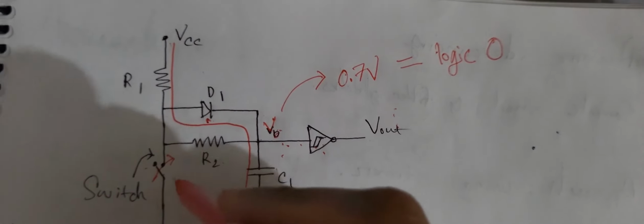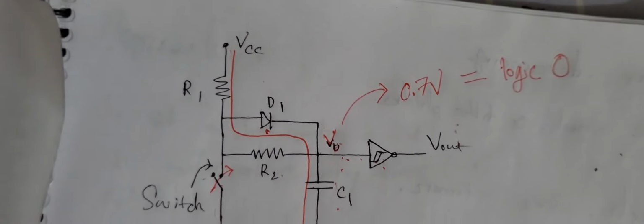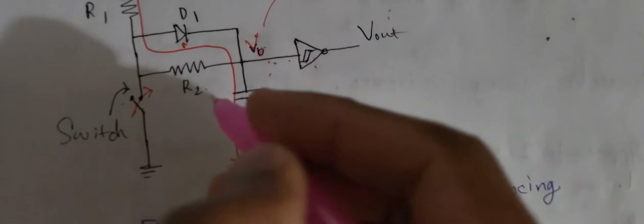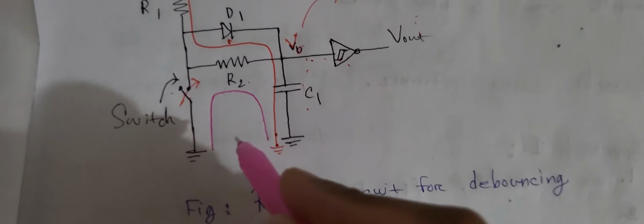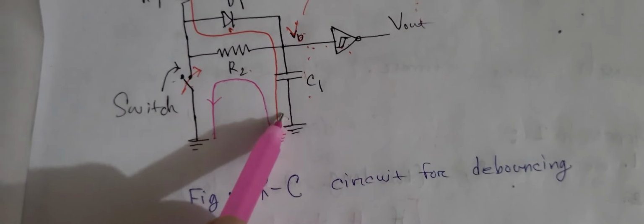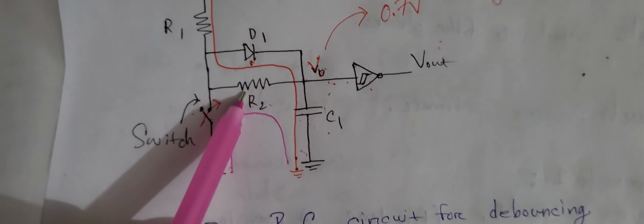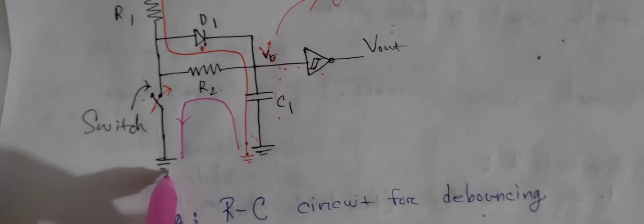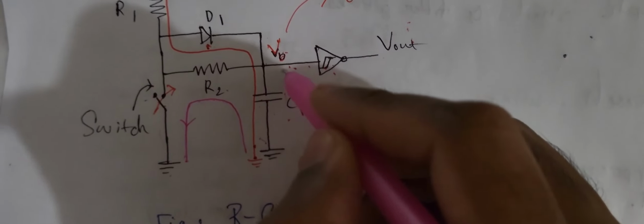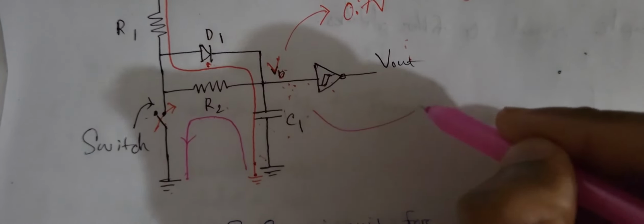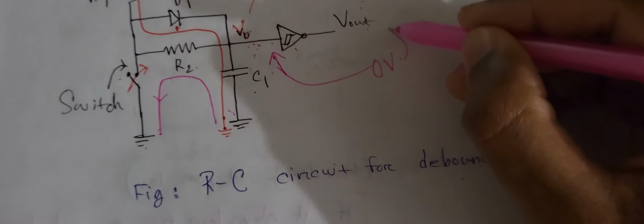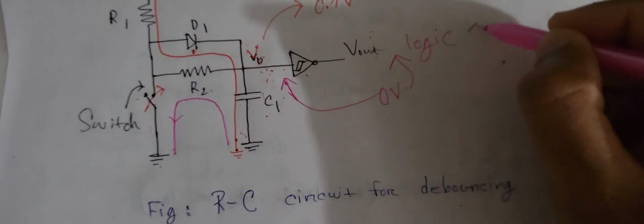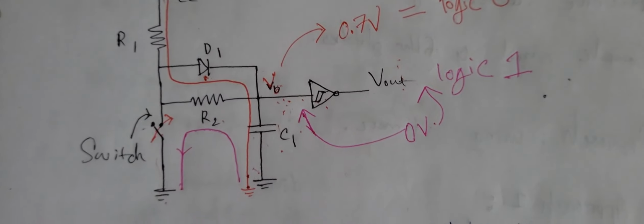For the discharging path, the switch will be turned on and the switch will be closed. When the switch is closed, the capacitance will be discharged by following this path. The capacitor will be discharged through this R2 resistance, and in that case the voltage at this point will be 0 volt, and at the output it will be logic 1. So this is the main fundamental concept.